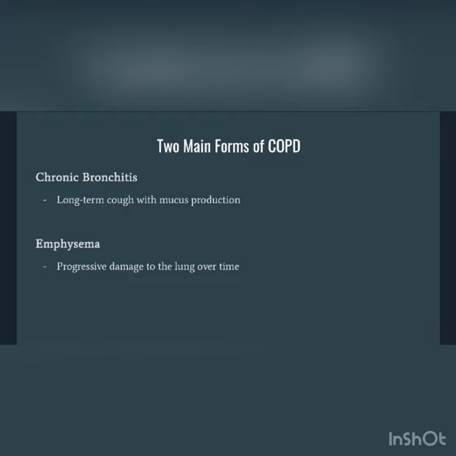One is chronic bronchitis, two is emphysema. Chronic bronchitis is when they have a progressive long-term cough with mucus production. Emphysema is when you have progressive damage to the lung over time. That is usually when you have the destruction and the enlargement of the air spaces within the lungs.